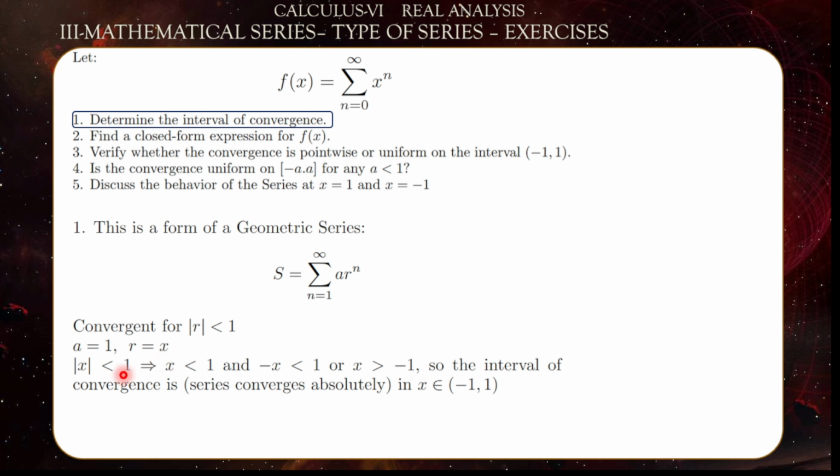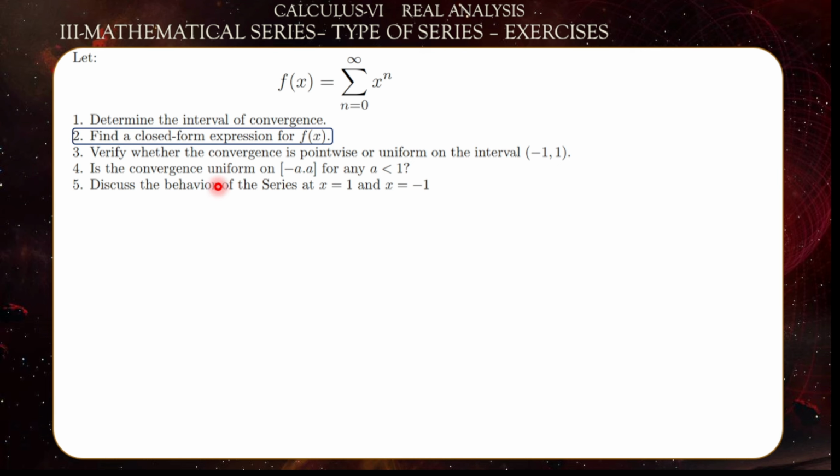Then you have either plus x is less than 1 or minus x is less than 1. Minus x less than 1, you multiply it by minus, so it becomes x is greater than -1. So you have x is less than 1 and x greater than -1. In other words, x is between -1 and 1 if the series converges absolutely. So if the series converges absolutely, x should be between -1 and +1.